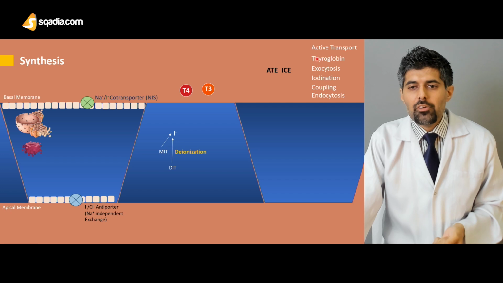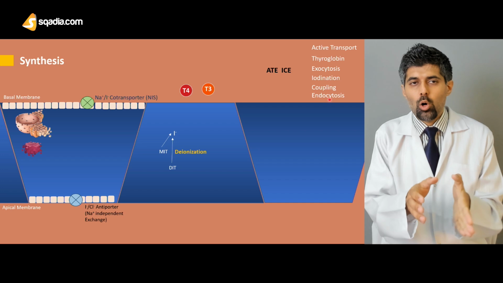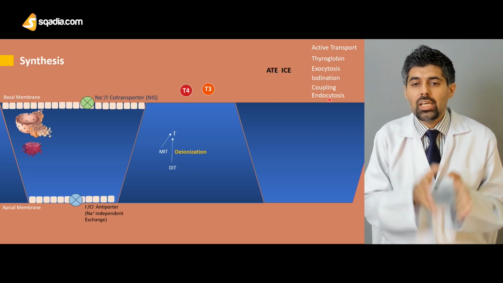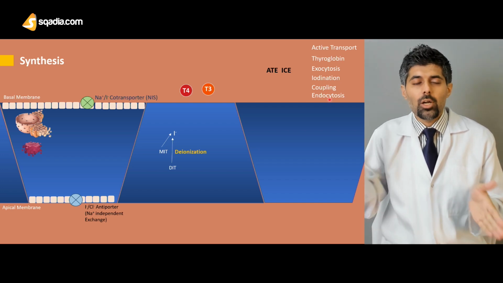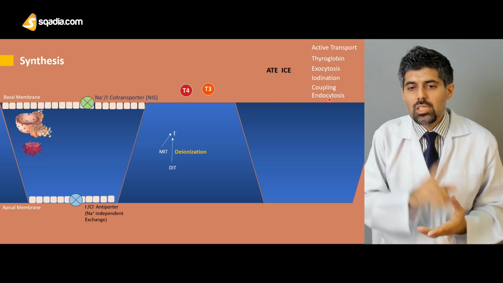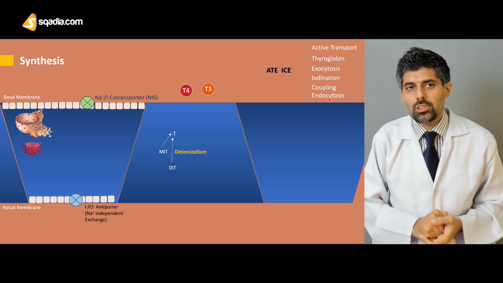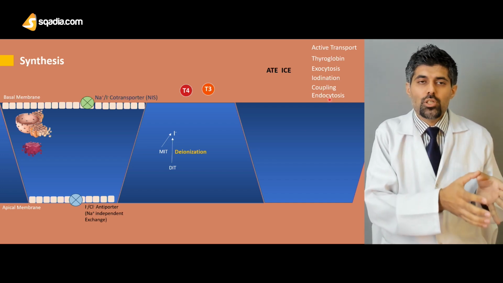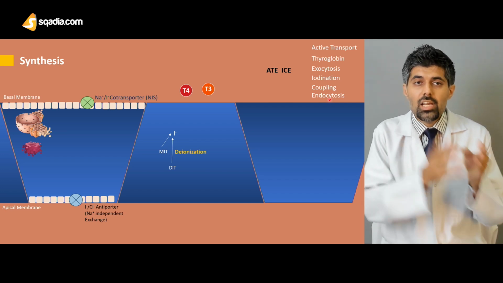You can easily remember all of these 6 steps of the synthesis of thyroid hormones by remembering the mnemonic ATEICE. A for active transport, T for thyroglobulin, E for exocytosis, I for iodination, C for the coupling, and E for the endocytosis. And after all of these steps, we have the formation, or the synthesis, of the thyroid hormones, that is T3 and T4.